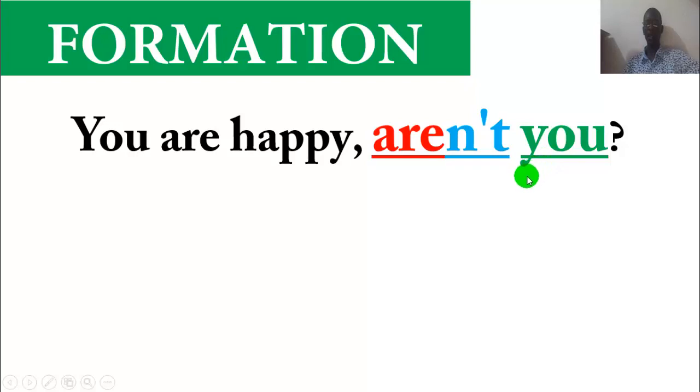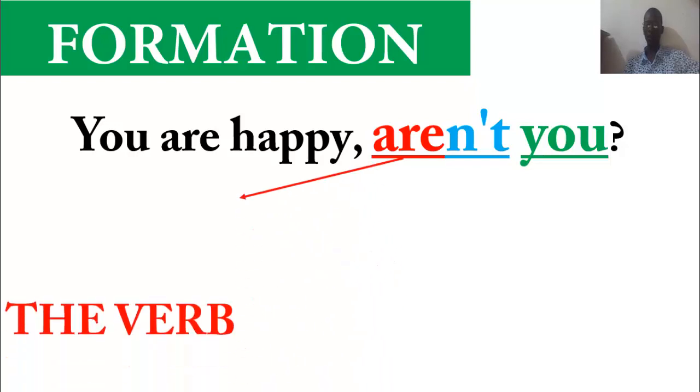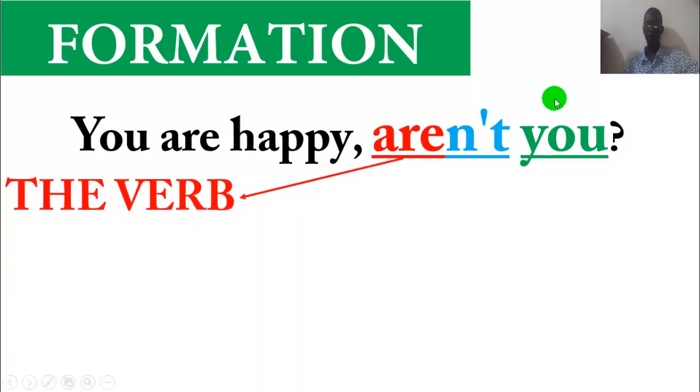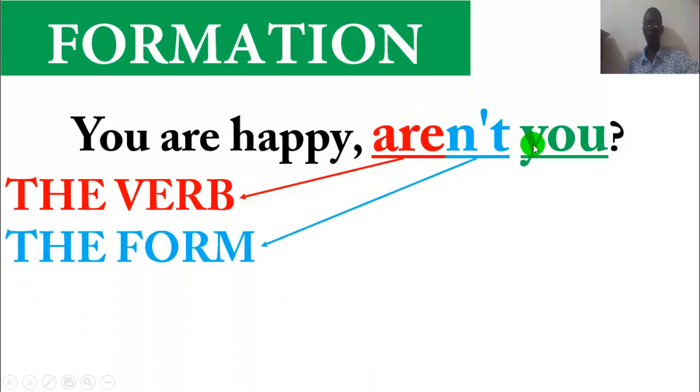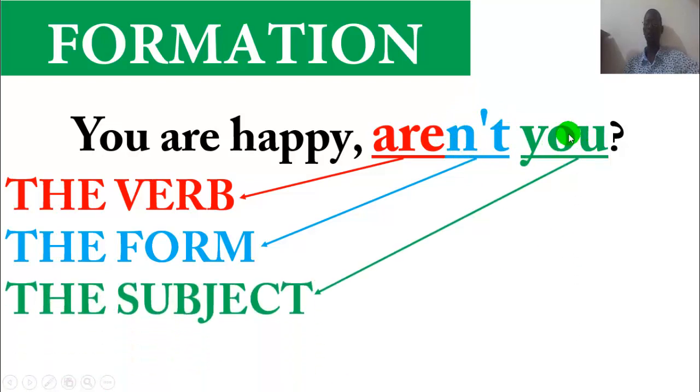Aren't you? Now look at how aren't you is formed. We have here in red the verb, which is an auxiliary. We have the form, negative form, and in green we have a subject, you. So the choice of the verb, the form, and the subject will be very important in this lesson. So you have to be very careful.